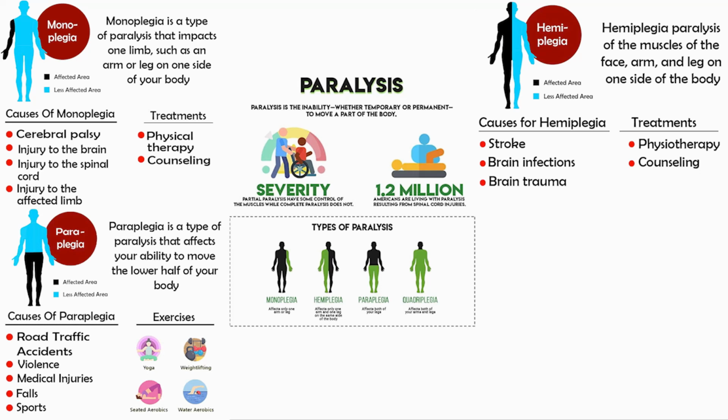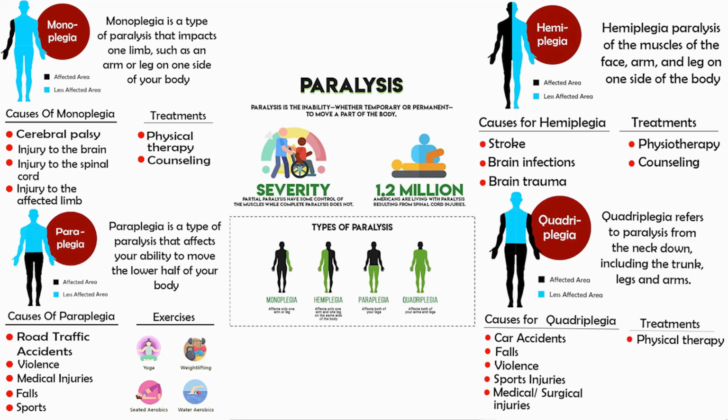Paraplegia refers to paralysis below the waist and usually affects both the legs, the hips, and in some cases the lower abdomen, affecting functions such as sexuality and elimination. Damage to the spinal cord at thoracic and lumbar vertebral levels causes paraplegia, with the commonest cause being road traffic accidents. Other reasons include cord damage due to force, violence, sports, medical injuries, and infections. Exercises such as yoga, weightlifting, seated aerobics, and water aerobics can improve the condition of paraplegic patients.